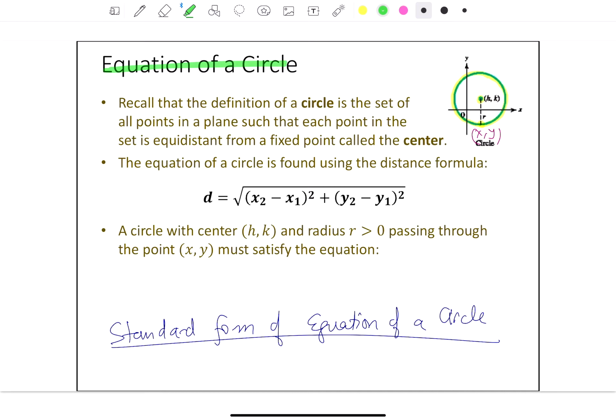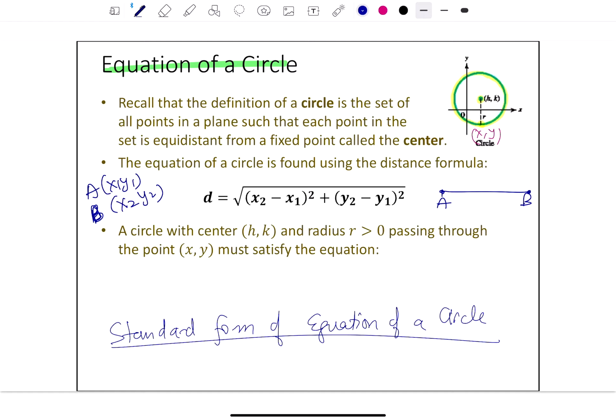The equation of a circle can be written using the distance formula. Remember the distance formula. If you have 2 points, point A has the coordinates x1, y1, and point B has the coordinates x2, y2, the distance D between points A and B can be written as the square root of the whole quantity: x2 minus x1 squared plus y2 minus y1 squared.